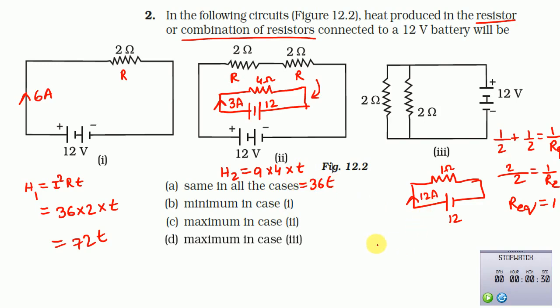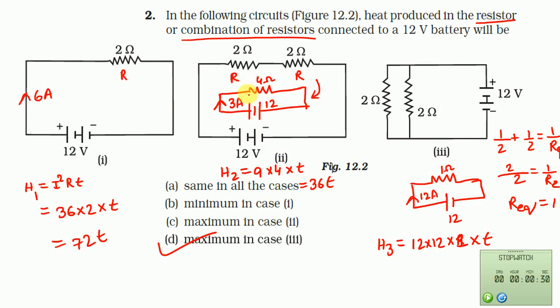Now here H3, I is 12 into 12, I square RT, R is 1 ohm into T, right. So 12 into 12 into 1 into T, so 144 T. This will be maximum. D option is the correct one. Is it clear, okay.